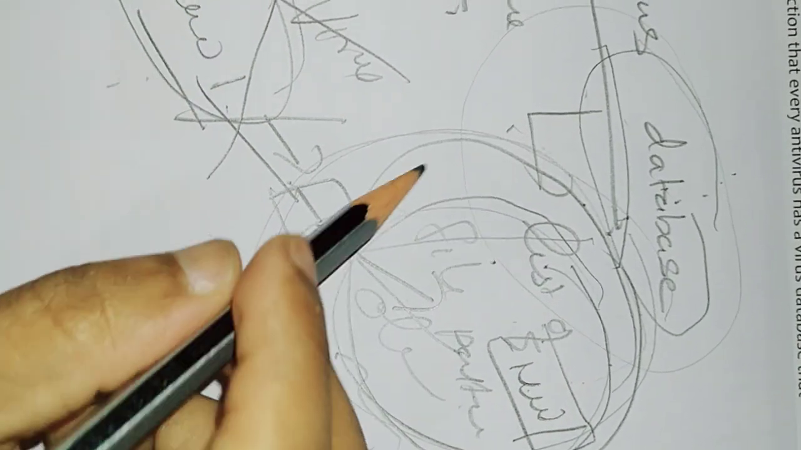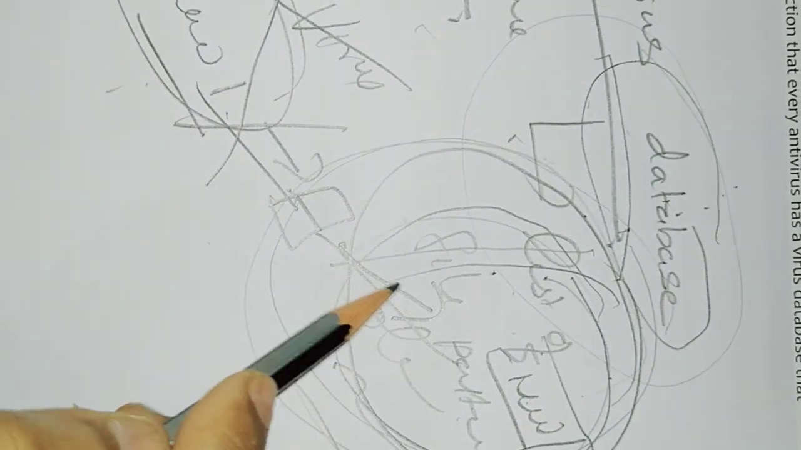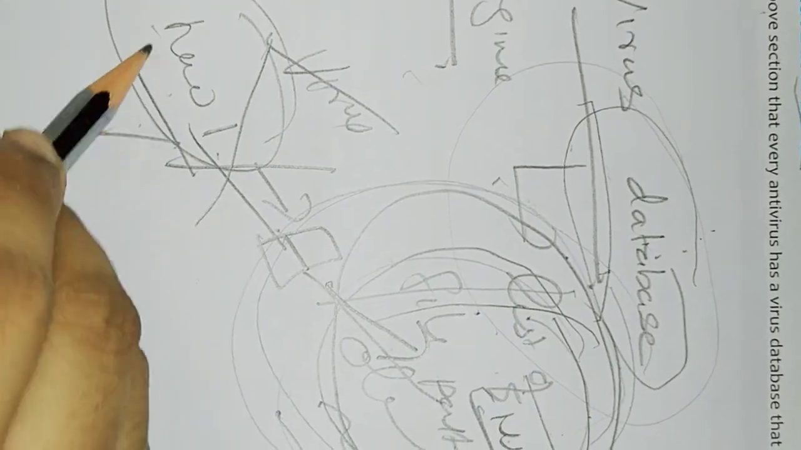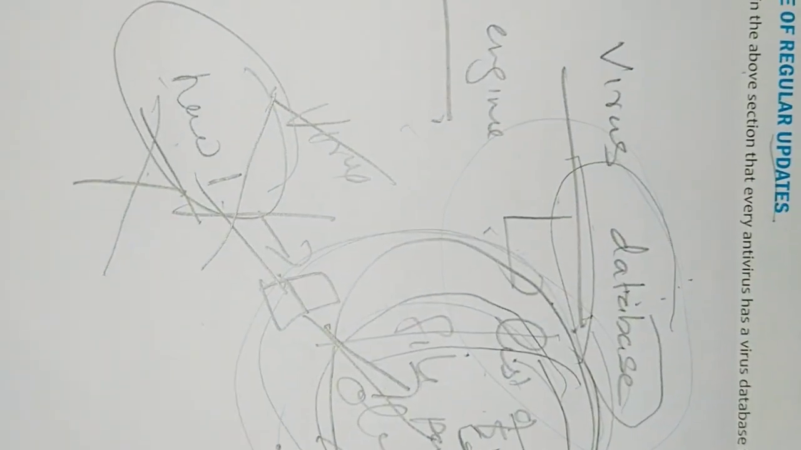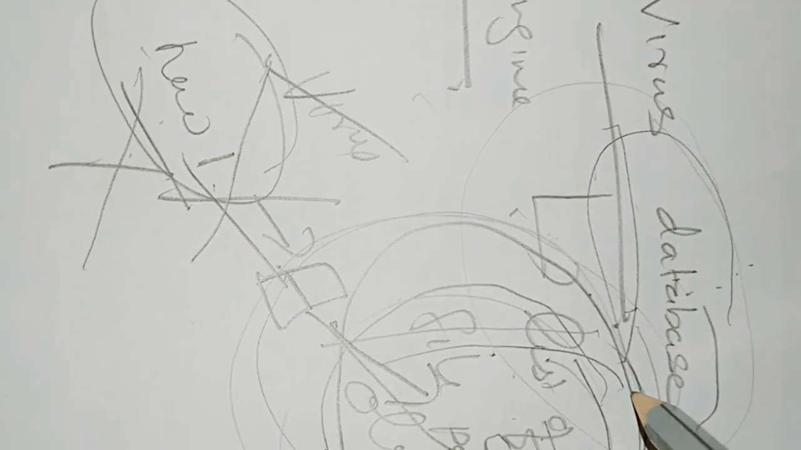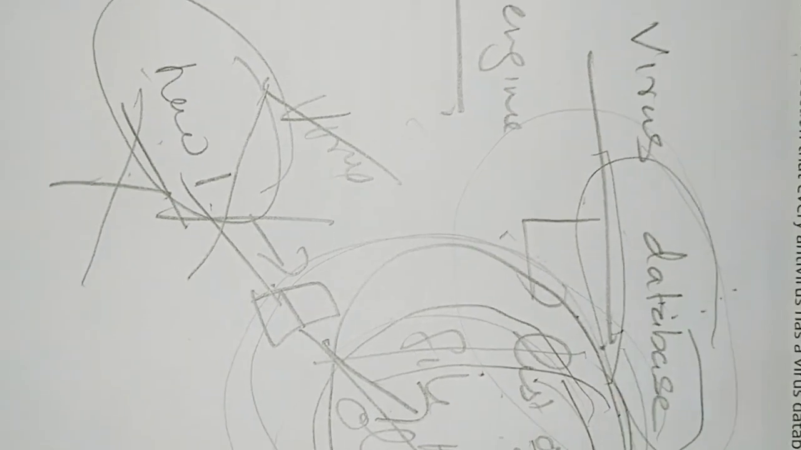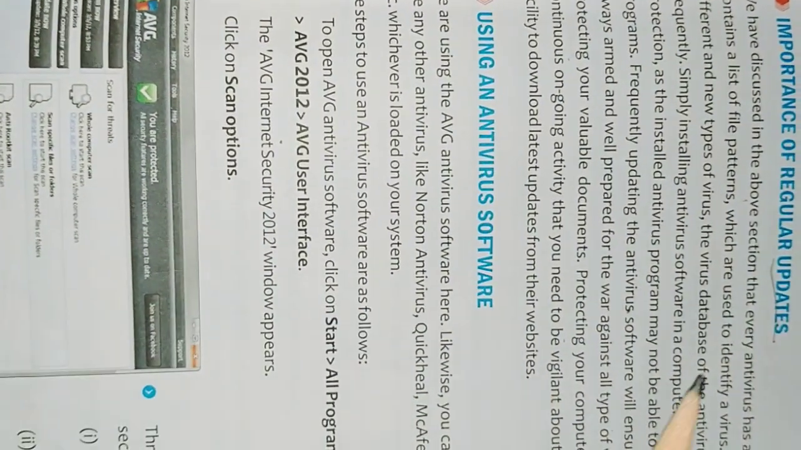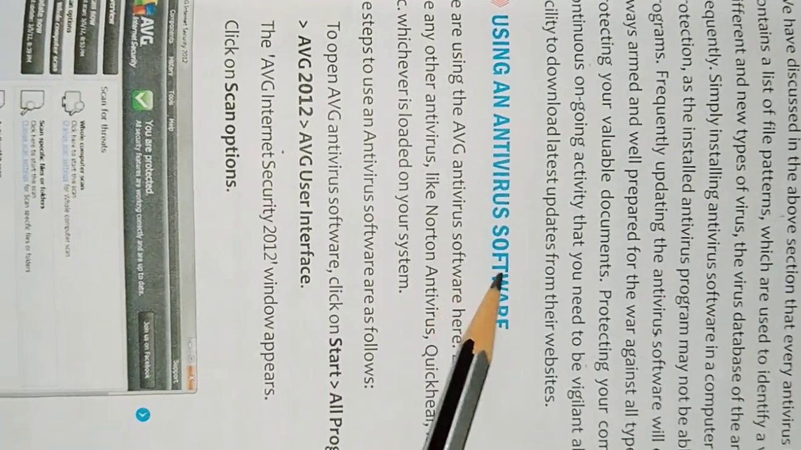It will scan the file in the database and identify the file pattern. So it will identify it as a threat and delete it. So you should update your antivirus program. Automatically your database will get updated, so that it will identify the new forms of viruses. That is the importance of updating your antivirus program.